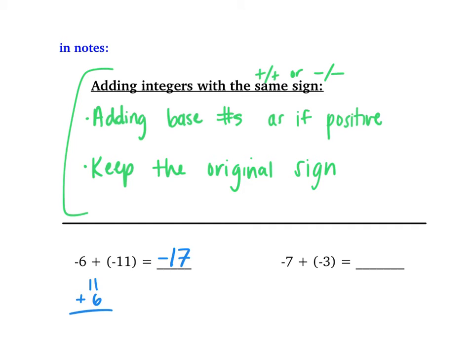Similar process with negative 7 plus negative 3. They're the same sign, both negatives. So I know I'm going to add those together and make my answer negative.